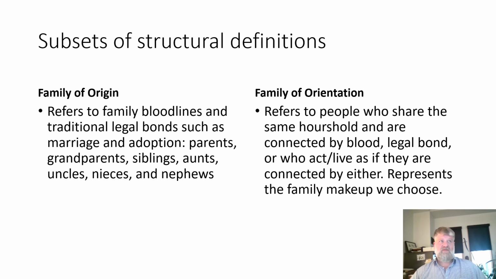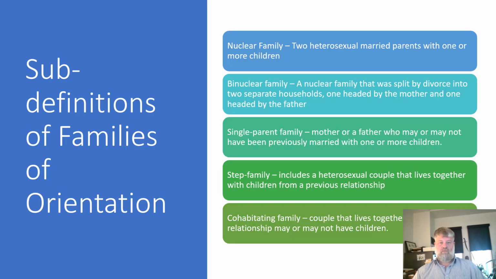The second type of subset of a structural definition of family is a family of orientation, and that refers to people who share the same household and are connected by blood, legal bond, or who act and live as if they are connected by either. It represents the type of family makeup that we choose. In other words, it's not the family that you're born into, but maybe it's the family that you choose.